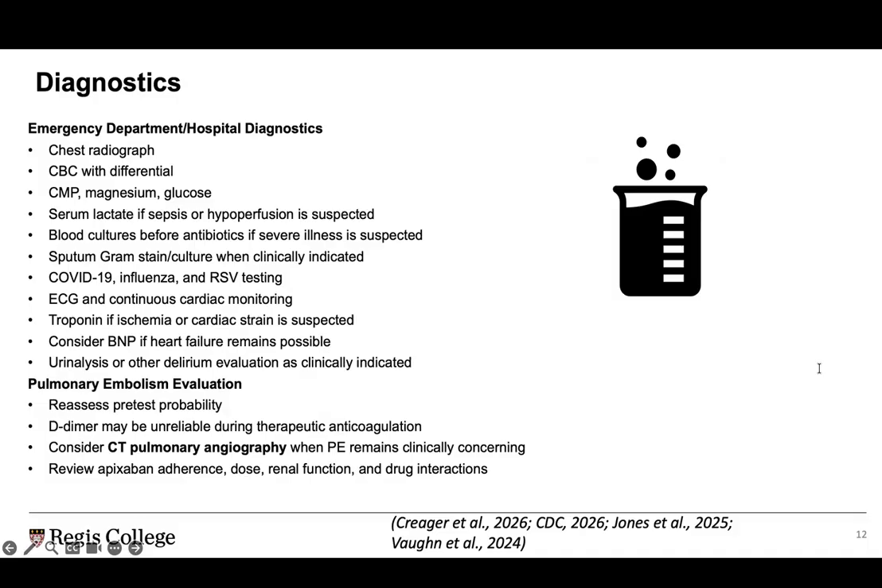And before ordering additional imaging, I would hope that they would reassess her clinical probability using validated tools such as the Wells criteria, while recognizing its limitation in anticoagulated patients. Because she was already taking Eliquis, a negative D-dimer would be less reliable, and if clinical suspicion remained elevated, a CT pulmonary angiography would be the preferred diagnostic study after confirming adequate renal function.